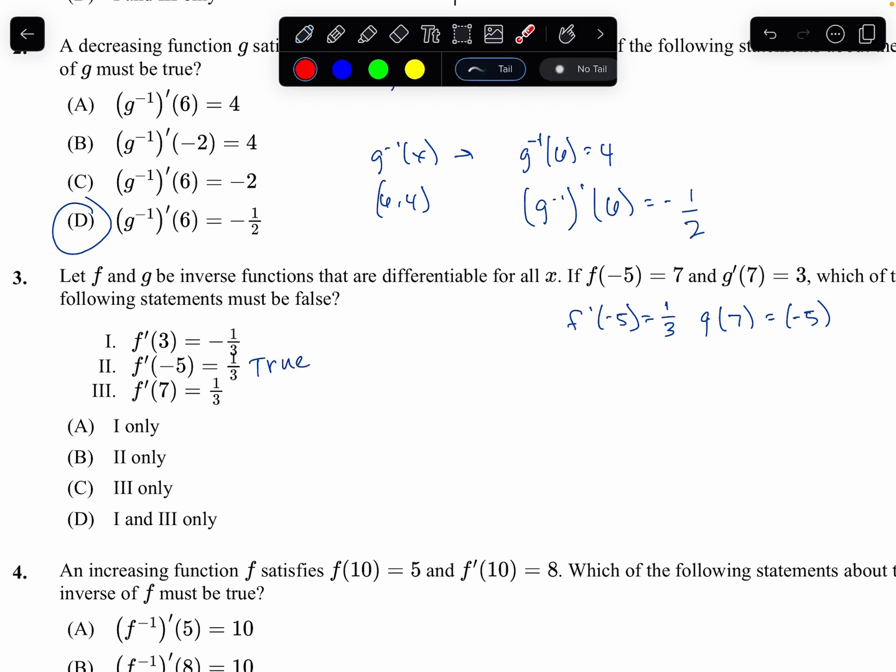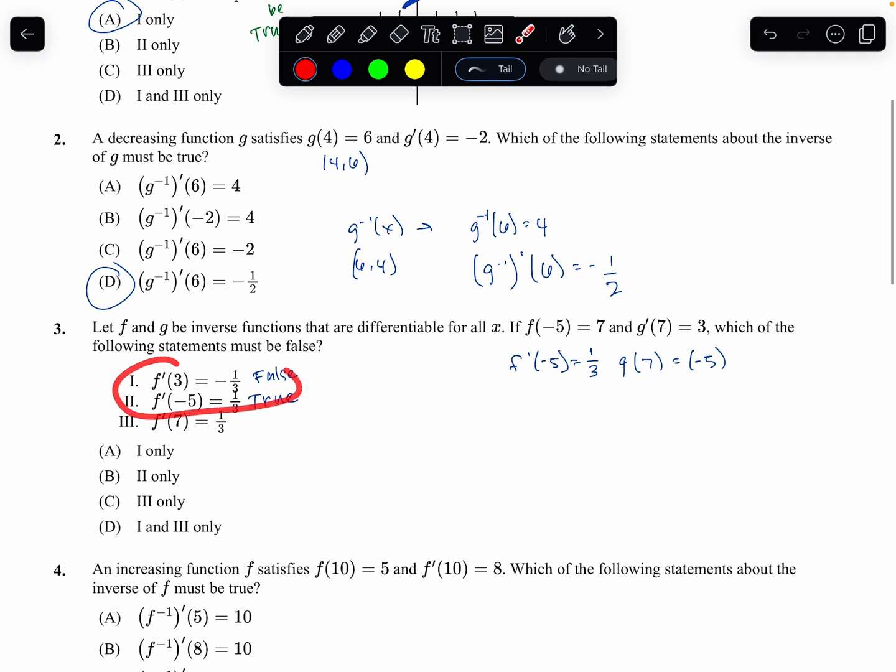Okay. Now I know that this one has to be false because I can look at the derivative, and we're saying that the derivative at 3 is negative, but at -5 it's a third. So the derivative is changing from being increasing to being decreasing, which, if that were the case, would mean that g would not be a function. And so this one would have to be false. And then at 7, they're saying that it's 1/3. That could be true, but we don't know for sure. So again, it's just going to be 1. That's the only one that has to be false. Okay.